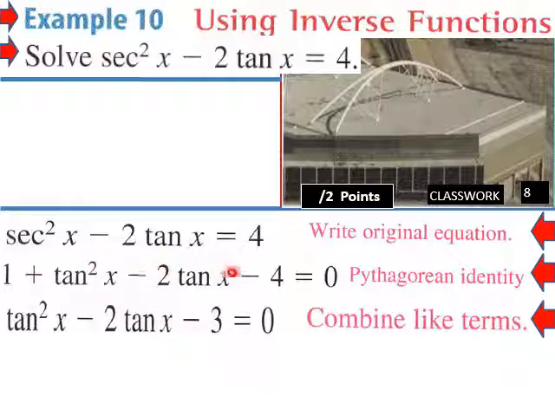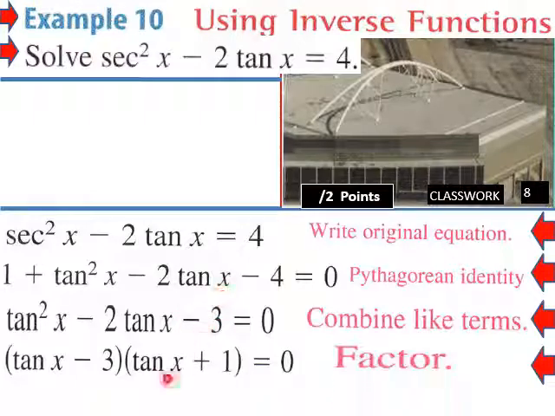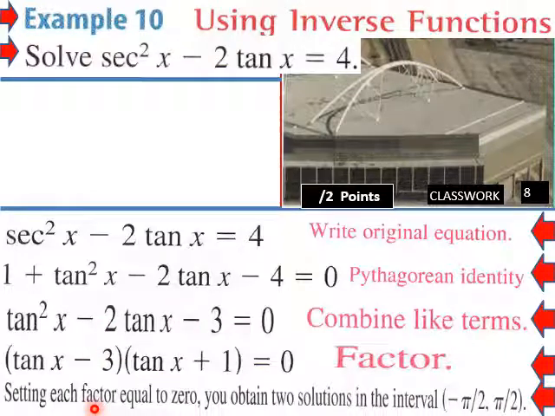So that would be tan squared x minus 2 tan x minus 3. To get rid of this negative 4, it would become negative 3. And then we're going to factor this down now to tan x minus 3, tan x plus 1. Setting each factor equal to 0, you're going to use your zero product property here. You obtain two solutions in an interval of negative pi over 2 to pi.